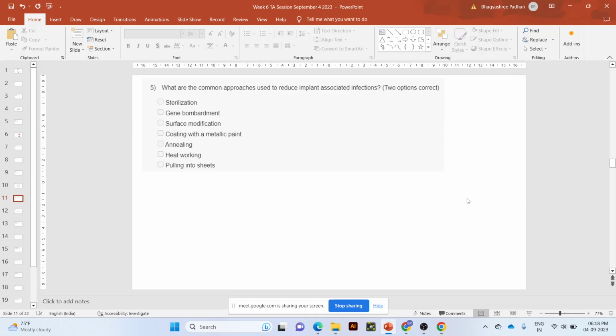Now the next question. What are the common approaches used to reduce implant associated infections? You have to select two options. Is it sterilization, gene bombardment, surface modification, coating with a metallic paint, annealing, heat working, pulling into sheets?